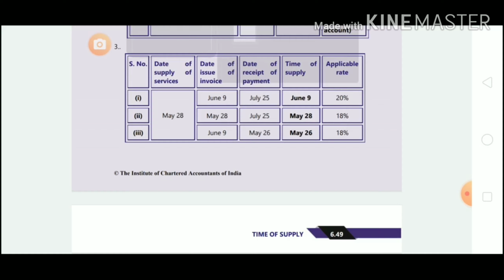So May 28th, the supply of service is taking place before change in rate of tax, and date of invoice is after change in rate of tax, and payment is also after change in rate of tax. So two events are taking place after change in rate of tax. So obviously we'll take the new rate and we'll take invoice or payment whichever is earlier. So TOS will be June 9 and applicable rate will be 20%.